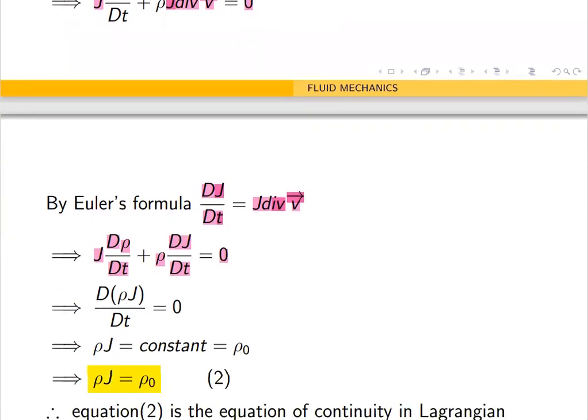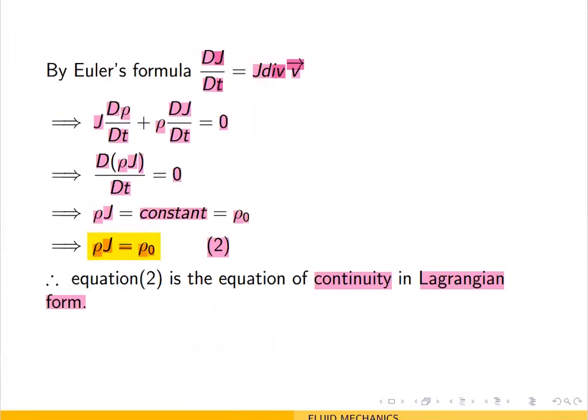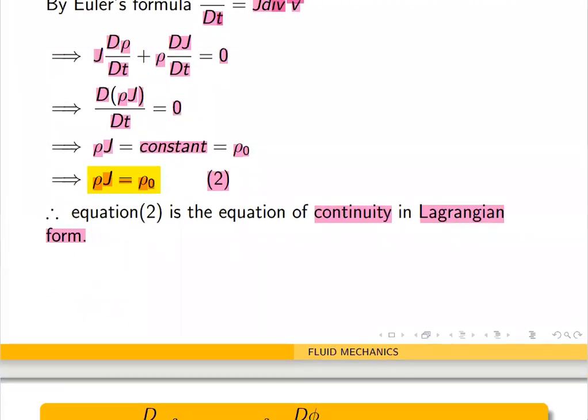And this is the product rule, so we have d by dt of rho J equal to 0. That means rho J is constant. We shall take it as rho naught. So rho J equal to rho naught, and this is the continuity equation in the Lagrangian form. Hence the solution. We completed one problem.